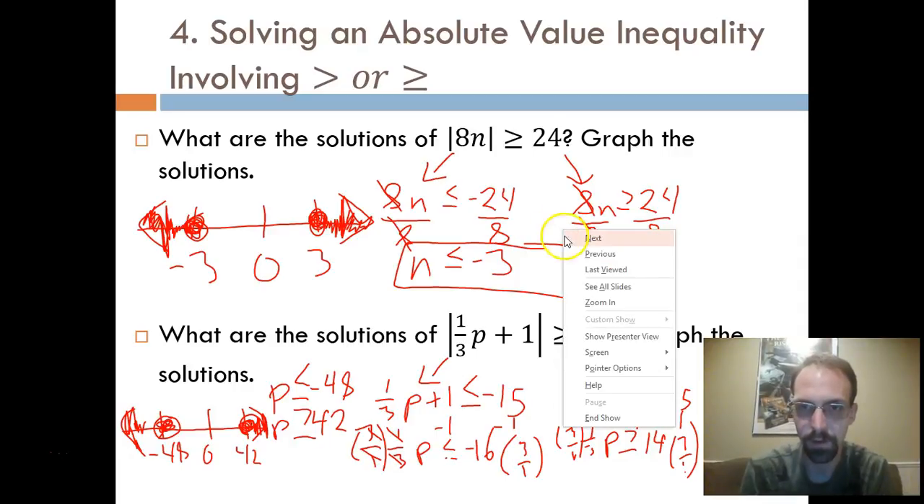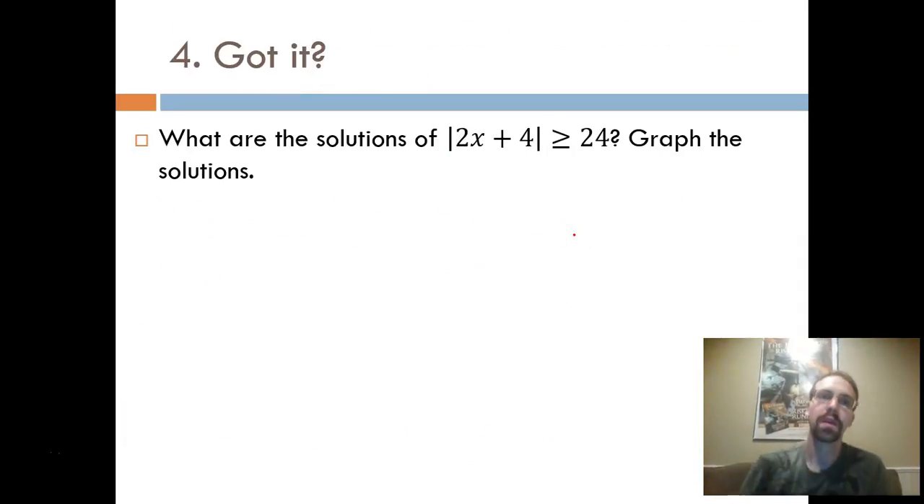Let's go ahead and go to the got it. Got it says, what are the solutions of absolute value of 2x plus 4 is greater than or equal to 24? It says graph the solutions. So if you could please pause the video so that my students could try this, that'd be fantastic. When you guys are all done, please check with one another at your table. When your table is finished, please indicate to the sub, that way they know when to move on. So if you would, go ahead and pause. Thank you.